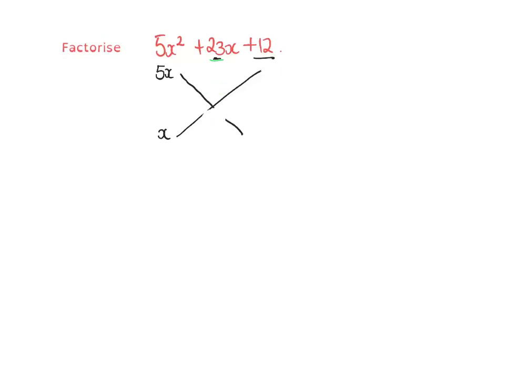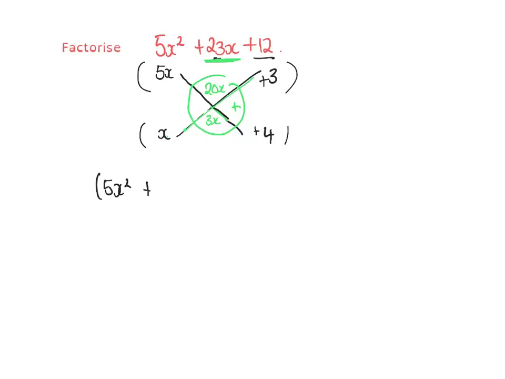So maybe I might try 3 times 4. If we test that one out, 5x times 4 is 20x, and x times 3 is 3x, and there we have it. If we add it, we get the 23. So we now know that these are our brackets. Remember, that's assumed a plus there. So this one would factorize to 5x plus 3 and x plus 4. Okay.